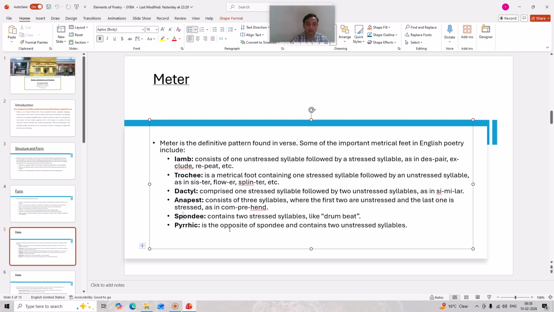The next one is spondee. Spondee contains two stressed syllables like in the word drumbeat. Drum and beat, both of them are stressed syllables. The last type of meter is pyrrhic. Pyrrhic is opposite of spondee. It contains two unstressed syllables.